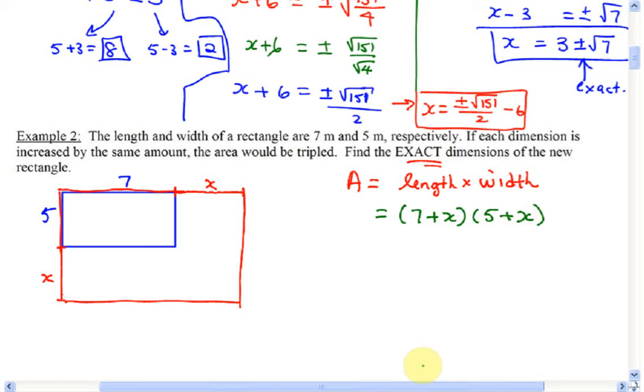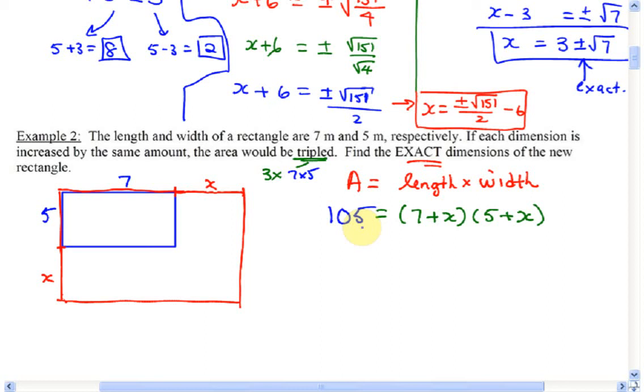105. Is it? How'd you get that? The area will be tripled. Tripled is 3 times. Yeah, 3 times what? Bigger. What's the area of the original? 35. Yeah, 7 times 5. 3 times 7 times 5 is 105. Correct. Okay, ladies and gentlemen, you've got the equation. Congratulations. Now you've got to solve for x.